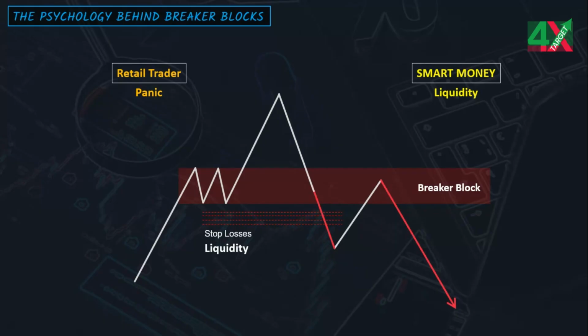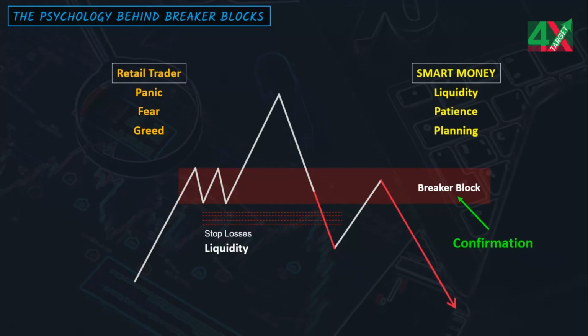Fear and greed drive retail traders into making emotional decisions, while patience and planning allow smart money to profit from those very mistakes. So the psychology behind breaker blocks is about understanding who is being trapped and why. Breaker blocks reveal the true intent of smart money, to manipulate retail expectations, gather liquidity, and then move price in the opposite direction. Once you start to look at breaker blocks from this psychological perspective, you'll stop seeing them as failed patterns and start recognizing them as one of the clearest confirmations of institutional activity.